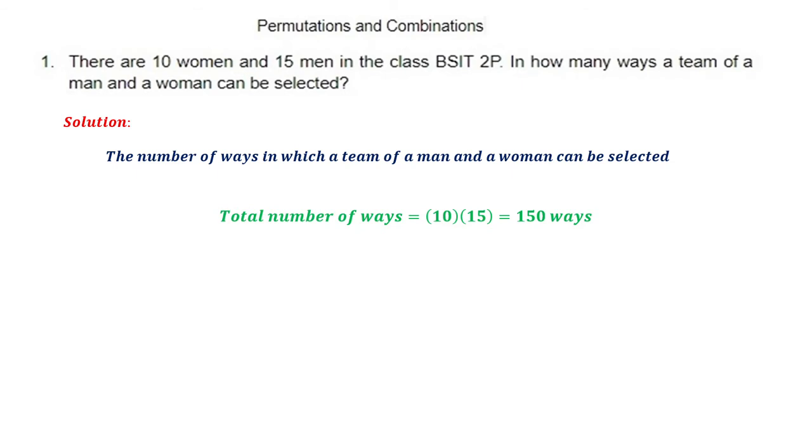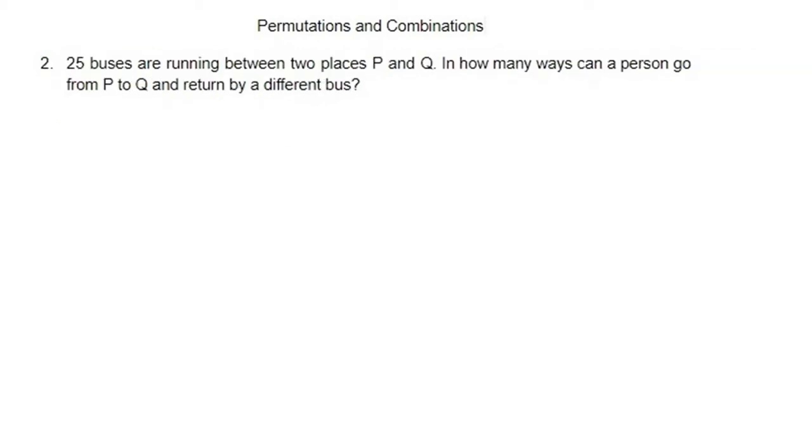So, total number of ways. So we have 10 women and 15 men. So 10 times 15 is 150 ways. So ganun karami. For number 2, we have 25 buses running between two places, P and Q.